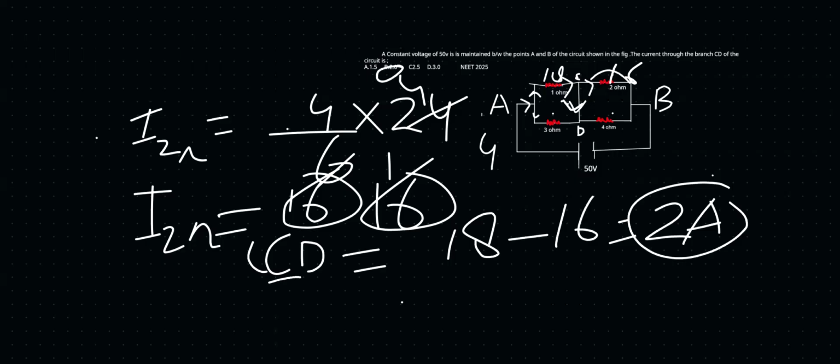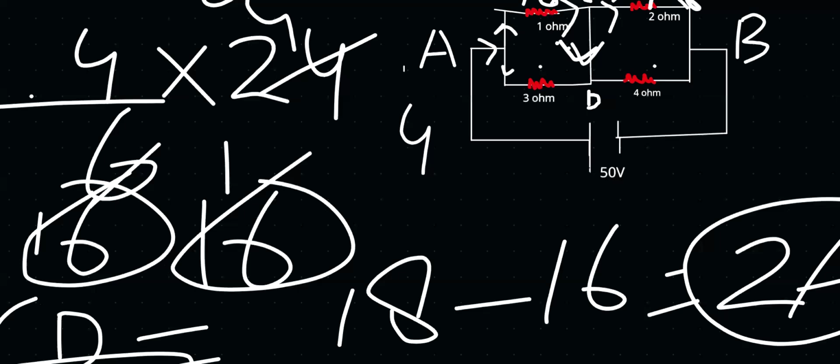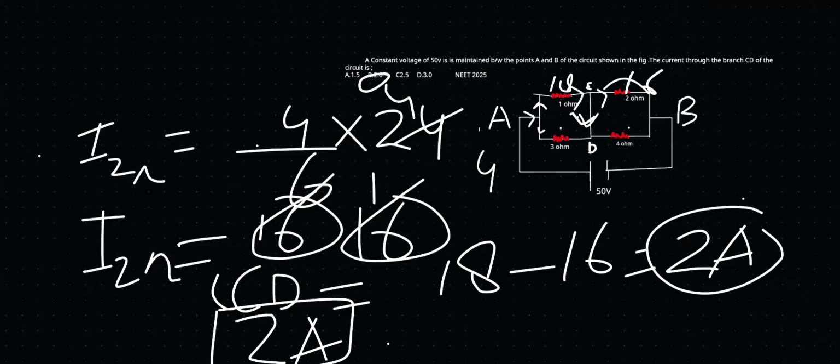The only thing you have to remember is in which branch how much of the current is passing. So I have written down here 4 by 6 into 24. Some students might get confused about how this comes. Look, the total resistance is 6. I'm writing 4 plus 2, which is 6. And on the numerator I am writing 4. Why am I writing 4? Because this 4 ohm is showing some resistance to the current, so this current will obviously flow through the next branch.